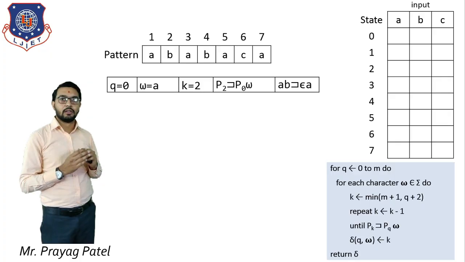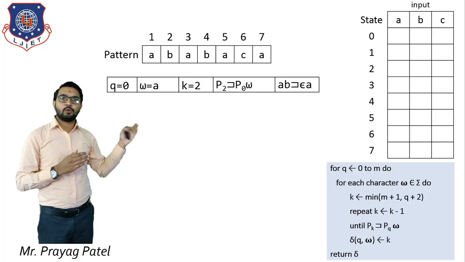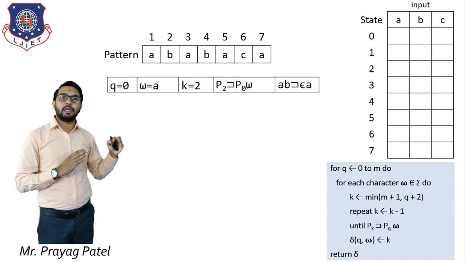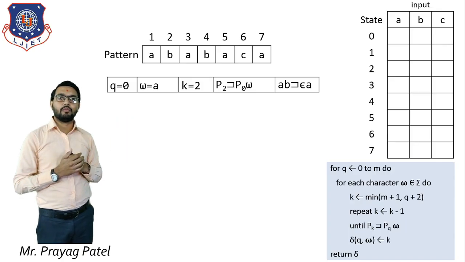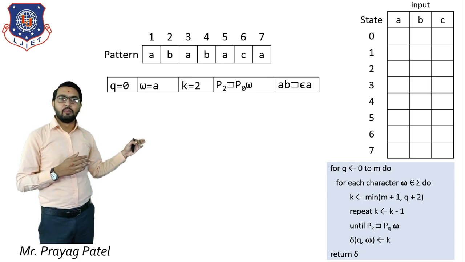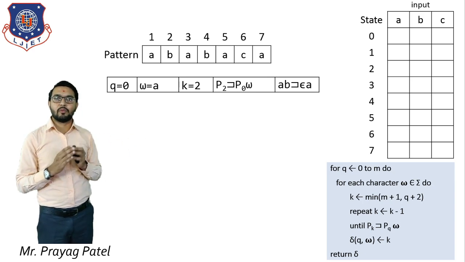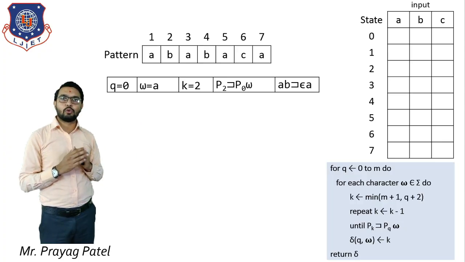So here consider next k equal to 2. P2 is a suffix of P0 w, according to our equation. Here consider the value of k as the minimum of m plus 1 and q plus 2. So the minimum value of m plus 1 and q plus 2 equals 2. So k equal to 2.